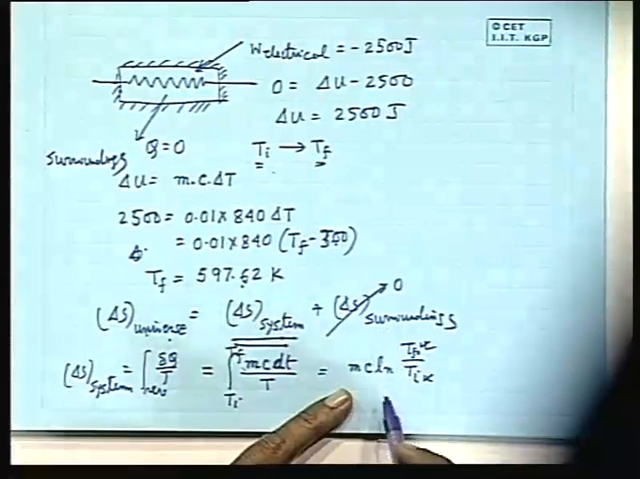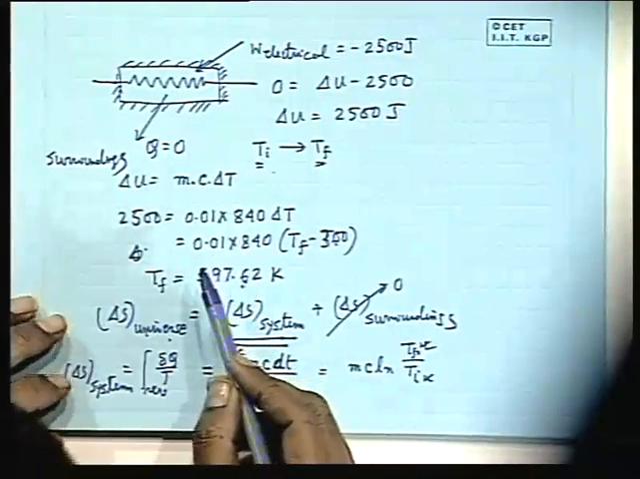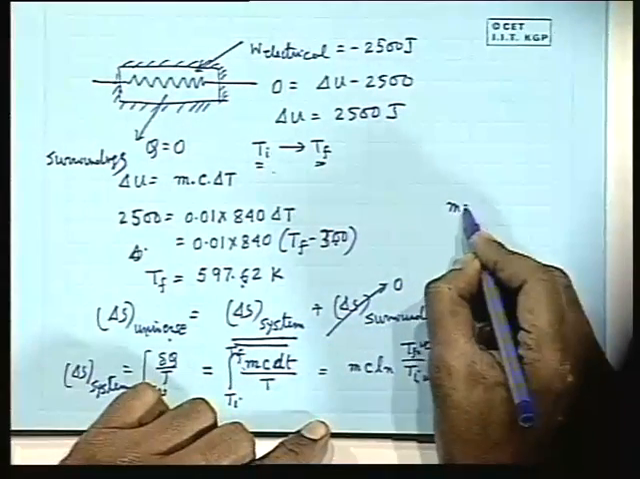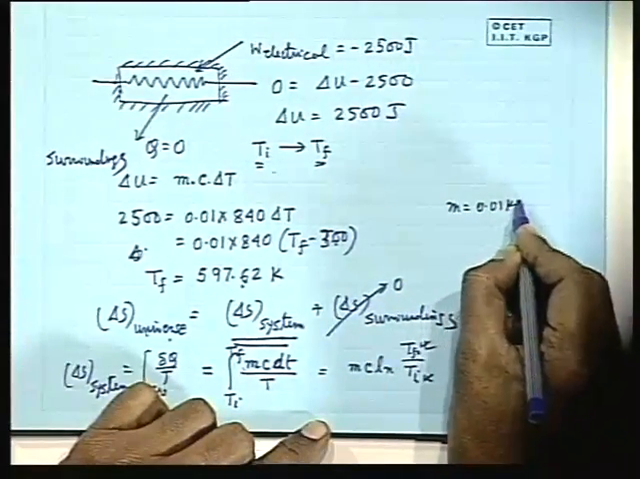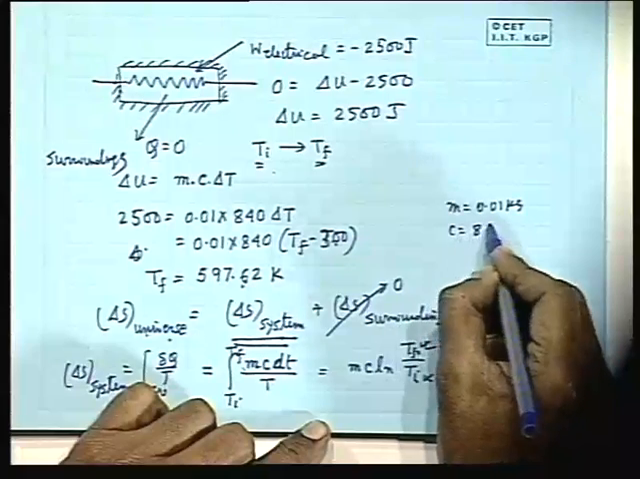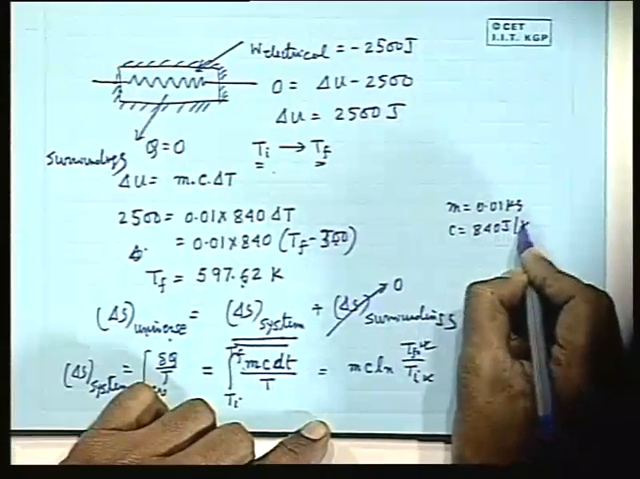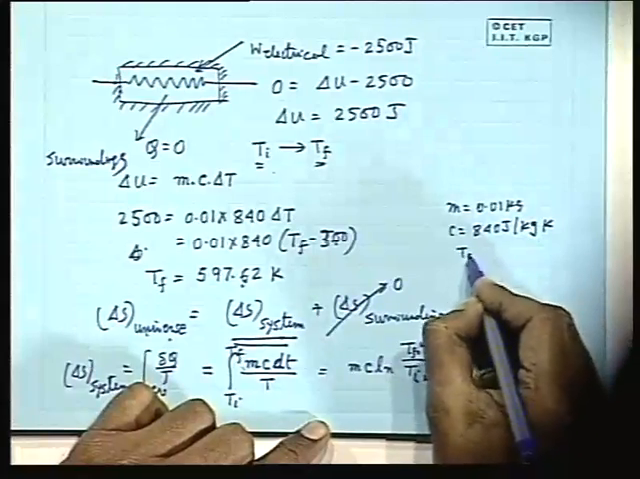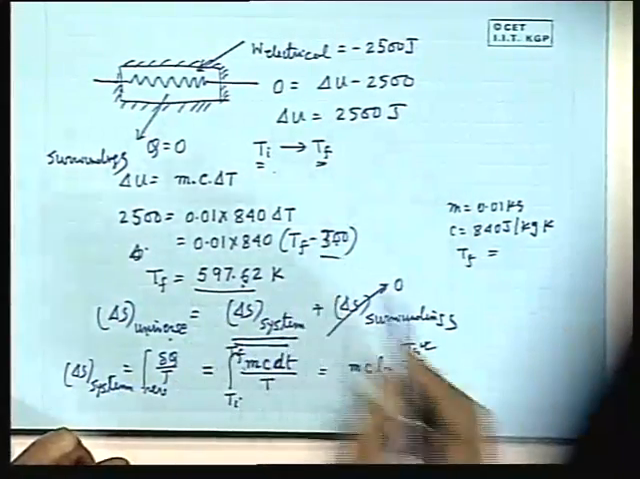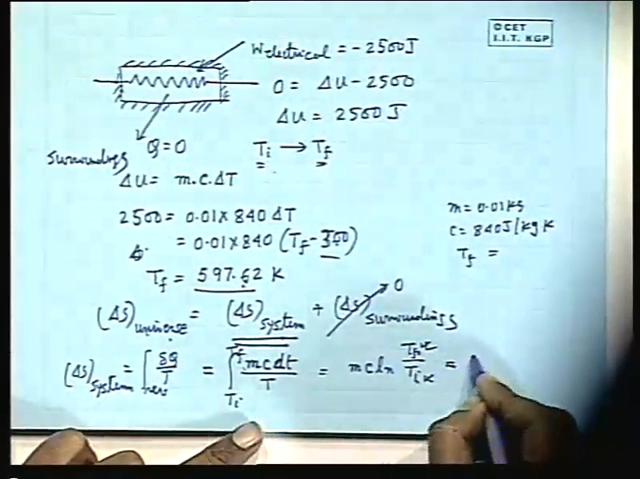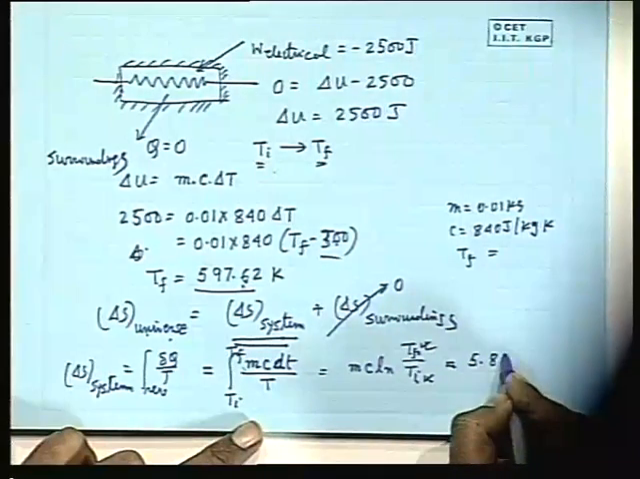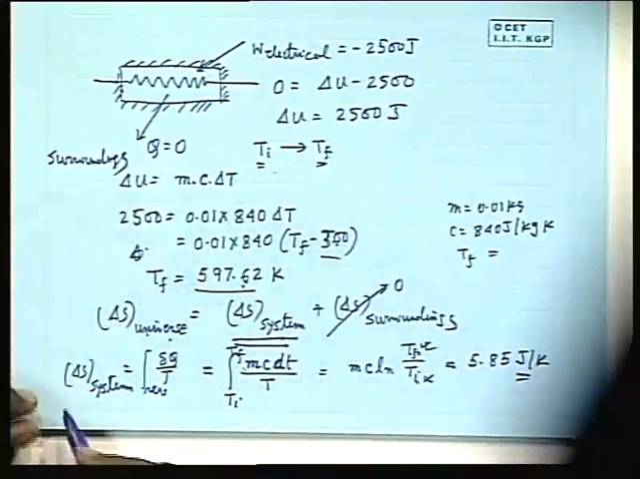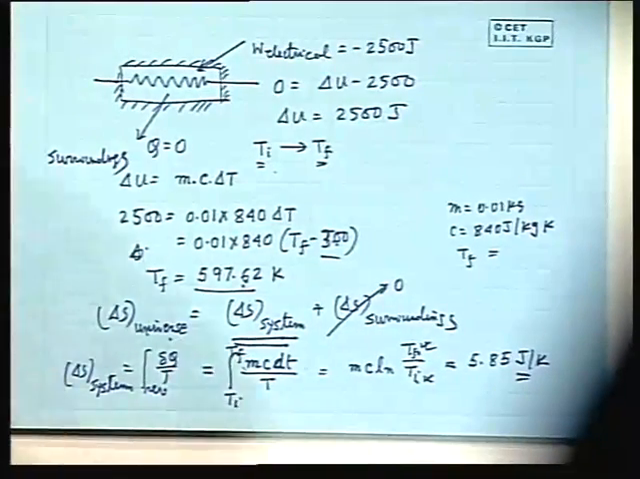Now if you substitute the values, m is equal to what? m is equal to 0.01 kg, proper unit, c is equal to 840 joule per kg K, and Tf we have already found, Ti is this, and you get delta S system is 5.85 joule per K. This is the unit of the entropy change. So that becomes equal to delta S universe. Is it clear?